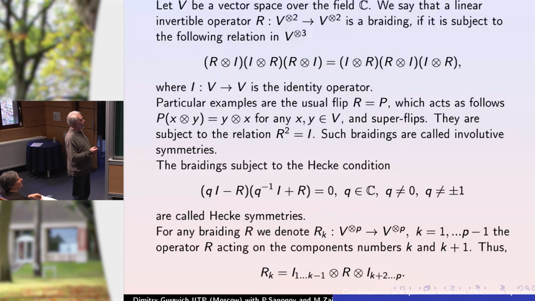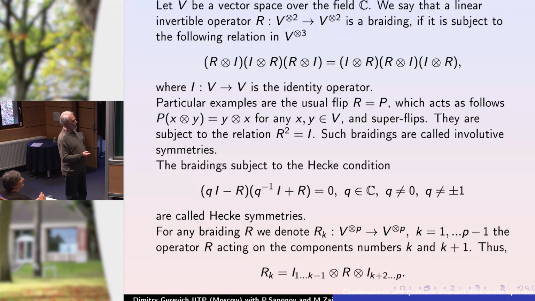Okay, now I consider the space V over the field C, and I consider an invertible operator R acting from the square V⊗V in the same space, satisfying the so-called Yang-Baxter relation. It is not the Yang-Baxter equation. I call this relation the braid relation. And the identity here is the identity operator.